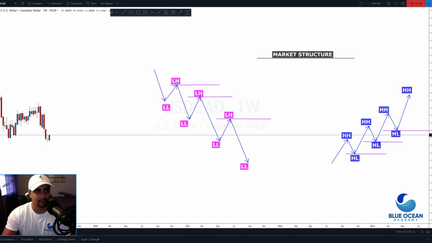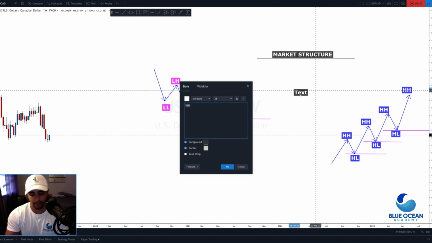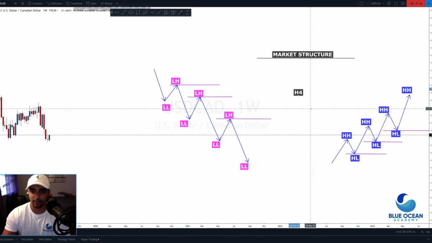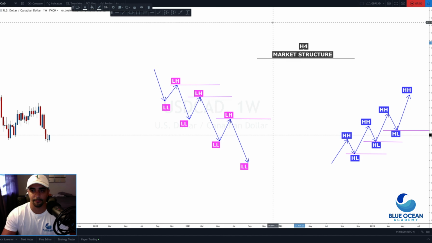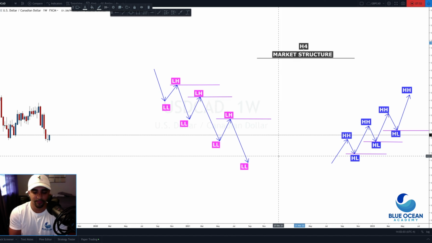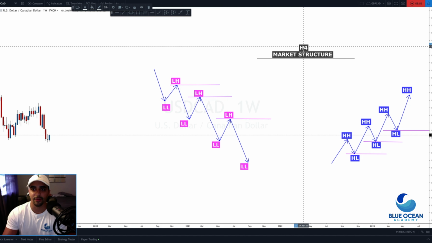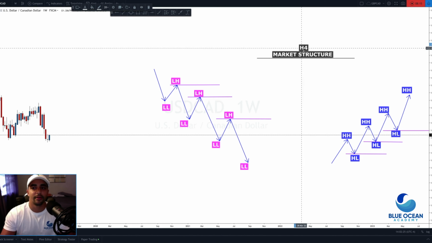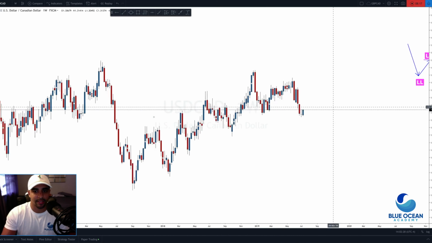So just put this as your H4 market structure that you'll be paying attention to. I'm going to show you how each time frame has its own importance. Each time frame is used for its own purpose, is what I mean by that. Now I'll show you exactly what I mean.